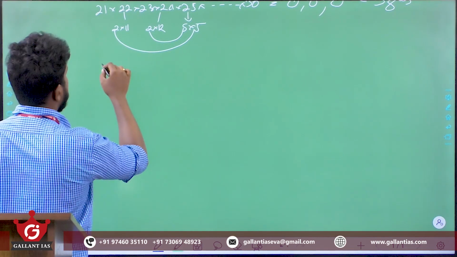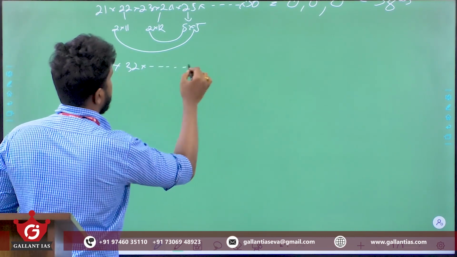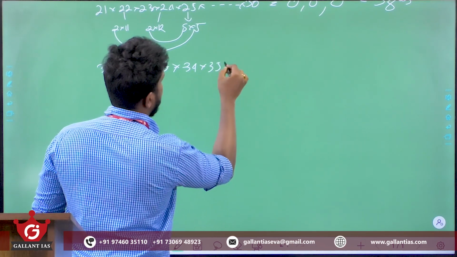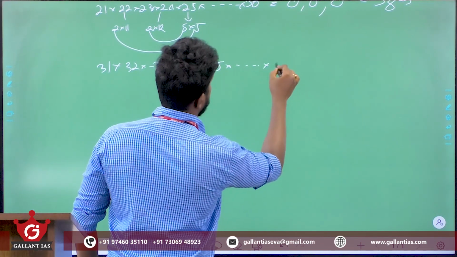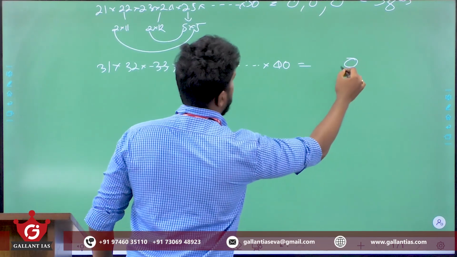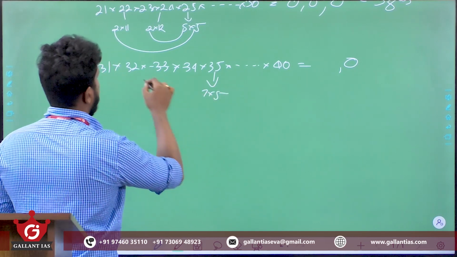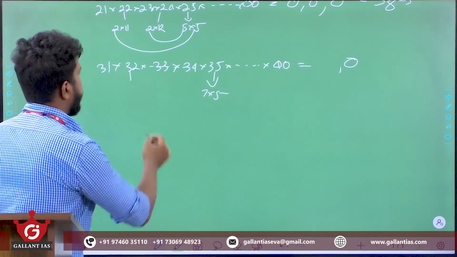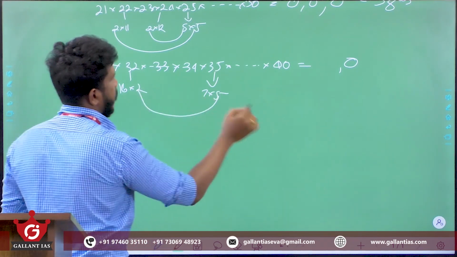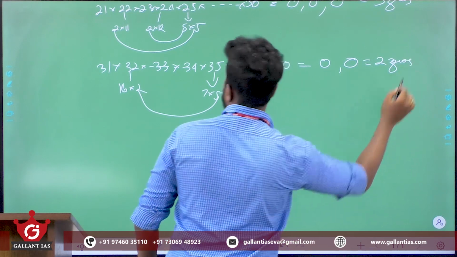Then 31 into 32 into etc. 33 into 34 into 35 into etc. into 40. So how many zeros are you getting? So here 1 zero, 35 you can write like 7 into 5, and 32 you can write, how can you write 32? 16 into 2, right? So again you are getting 2 and 5, one more pair. So 2 zeros.